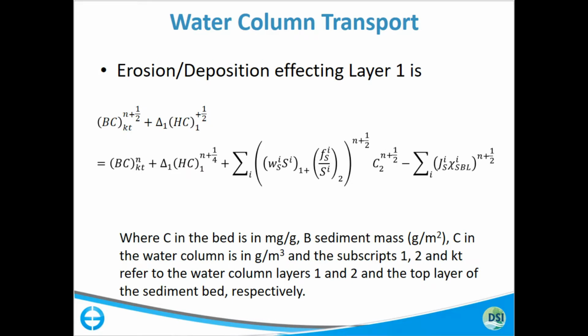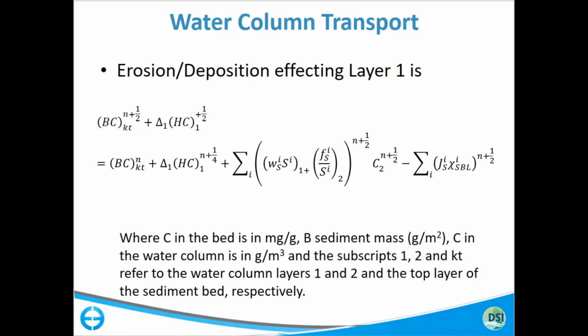So the erosion deposition step affecting layer 1. Here, your units are in grams per meter squared. This is your total mass in grams per meter, or milligrams rather, for toxics. This is milligrams per meter squared, and this is milligrams per meter squared.